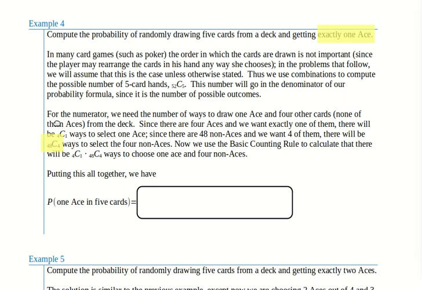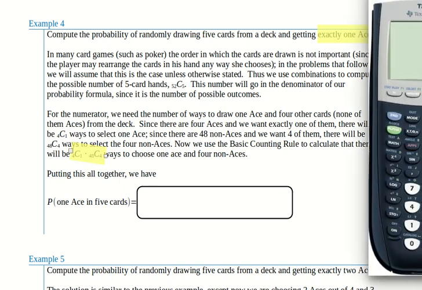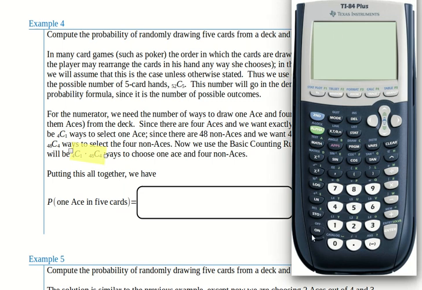Now we use the basic counting rule, that's the same as the multiplication rule, to calculate that there will be 4 choose 1 times 48 choose 4 ways to choose 1 ace, that's the first factor there, and 4 non-aces. So when we actually go through and do this, I'm going to leave that highlighted because that's what we want to calculate. So I'm going to turn it on, and I am going to first show you what 4 choose 1 is. And you say to yourself, what's going to be 4? There's 4 aces, and we're talking about choosing 1 of them.